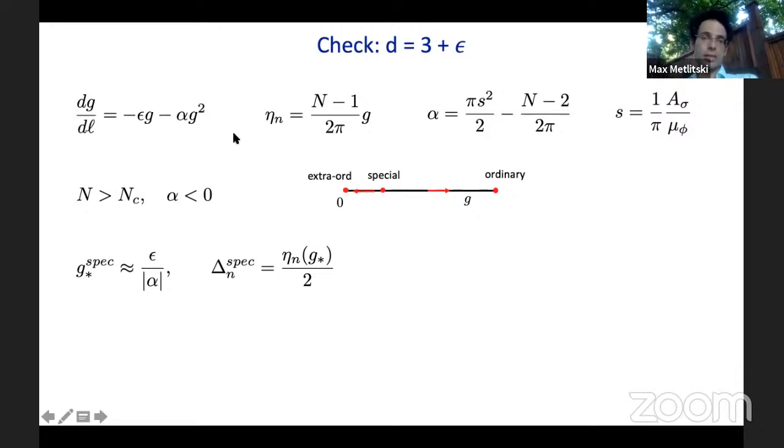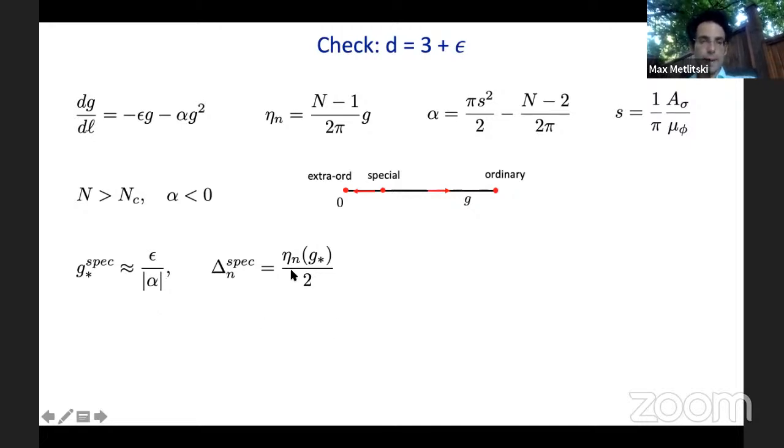So how is the RG analysis modified when the dimension is slightly larger than 3? We have this extra minus epsilon g in the beta function, right? So now g equals 0 is a stable fixed point. This is the extraordinary fixed point. At this fixed point, fluctuations of n really decouple. It's essentially the same as the normal universality class. You can think of n as frozen along, say, the North Pole. So that's the extraordinary fixed point. And then the special fixed point at small epsilon sits at this value of the coupling constant, epsilon over alpha.